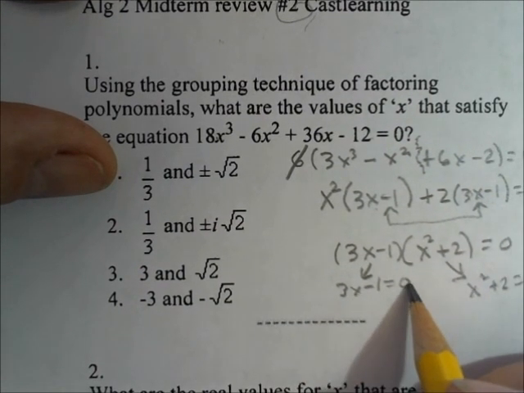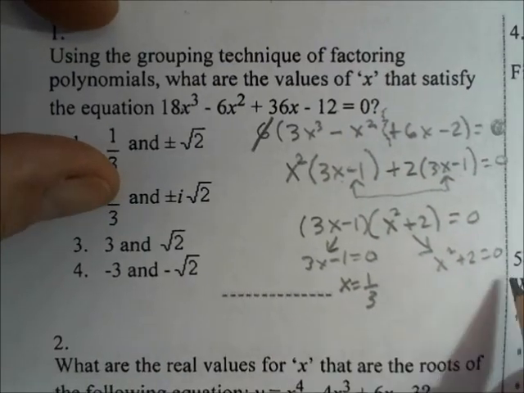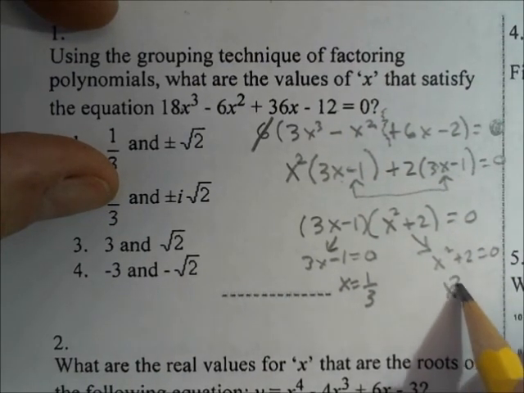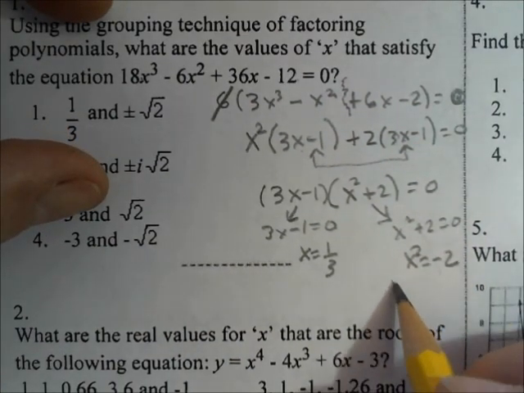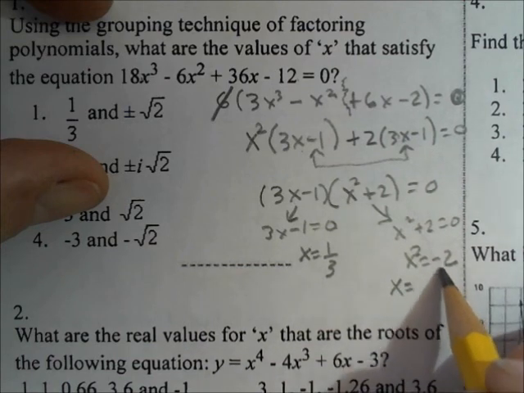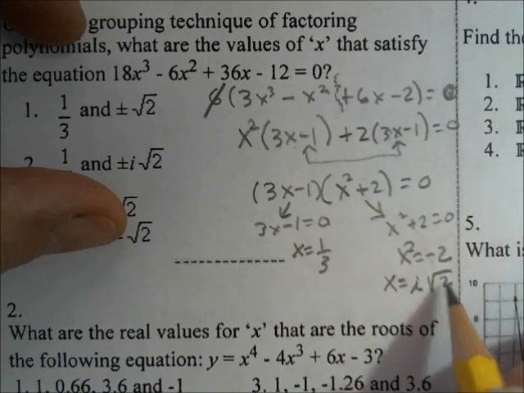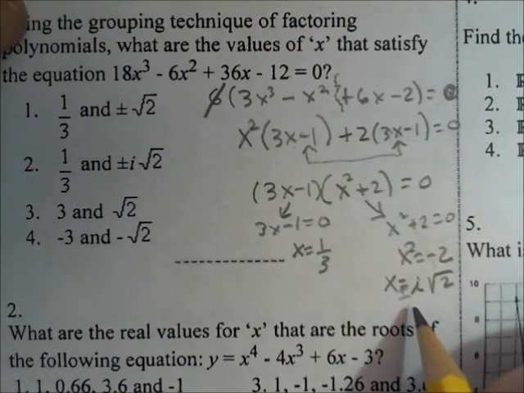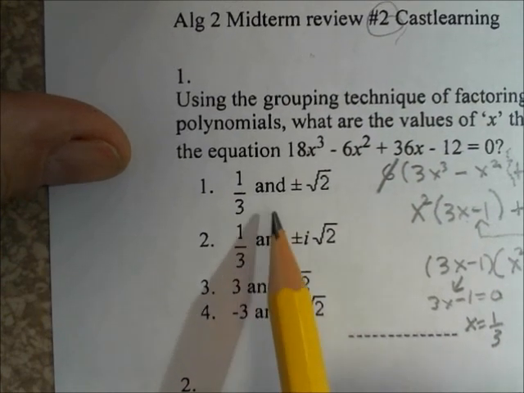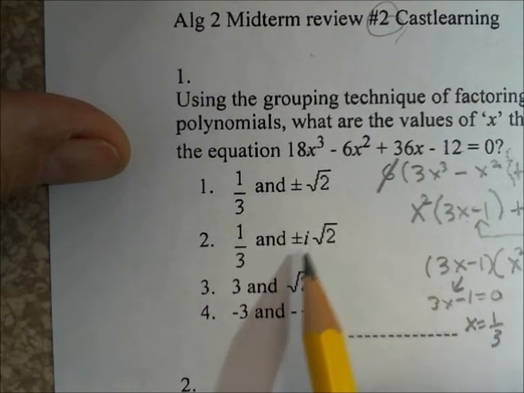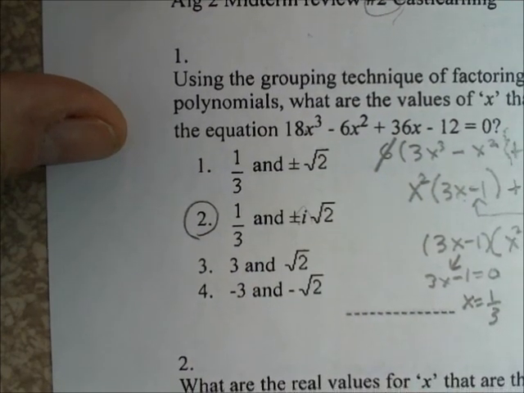If you add 1 and divide by 3, you're going to get x equals 1/3. Over here, if you subtract 2, you get x squared equals negative 2. And if you take the plus and minus square root of that, you get the square root of negative 2, which is i square root of 2, with a plus or minus in front of that. So the answer, I don't know what the difference is between option 1 and option 2. Oh, there's an i here. So the answer is option 2, plus and minus i square root of 2.